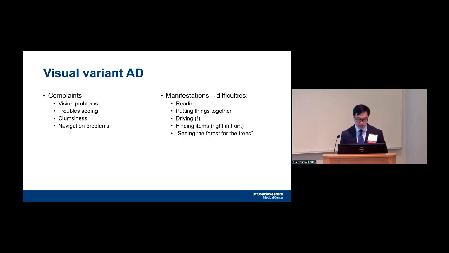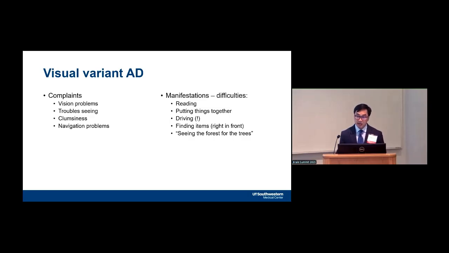And so when we see that in patients in clinic, we often are concerned that they may have this visual variant of Alzheimer's disease. What they're going to come in with in the clinic is complaining about vision problems. Now, one big hint is that if you get a referral from an ophthalmologist or an optometrist, coming to see you because they're having vision problems, but their visual acuity is fine, you have to start thinking about whether you are dealing with posterior cortical atrophy. Patients themselves will complain about having trouble seeing. They may describe having some clumsiness, troubles with navigating.